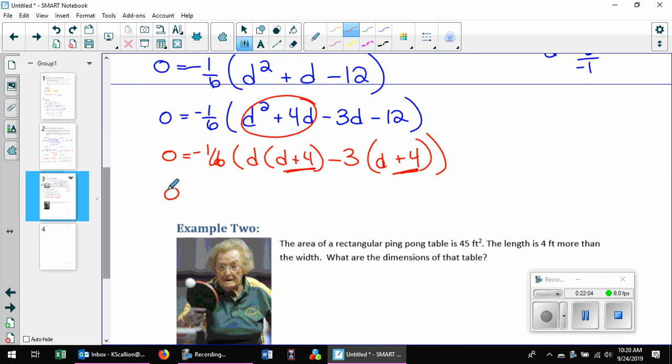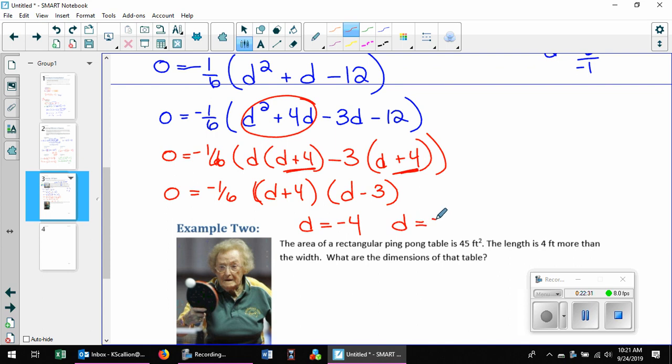Okay, so 0 equals negative 1/6, d plus 4, d minus 3. So if I solve for my variables, I set each factor equal to 0. Do I need to set the negative 1/6 equal to 0? We talked about this yesterday. We don't need to do that. So I'm going to have d equals a negative 4 and d equals a positive 3.